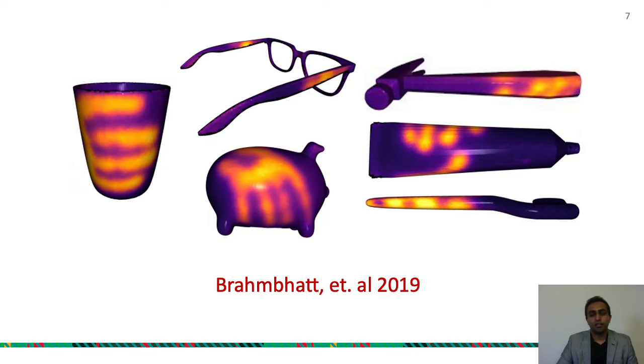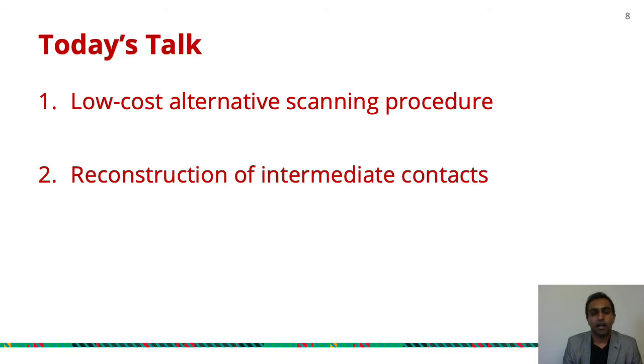Fortunately, as Brahmbhatt and colleagues demonstrated, it is possible to capture ground truth contacts in static grasps using thermal imaging. The results are superb, with the only downside being the high cost of thermal cameras. In today's talk, I will present a framework that builds upon this work, enabling capturing of these contacts at substantially lower costs and, more importantly, a method of reconstructing intermediate contacts for simple manipulations.